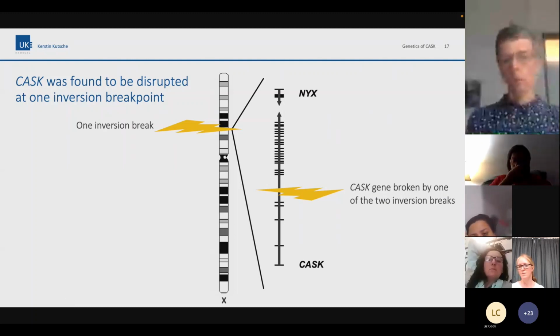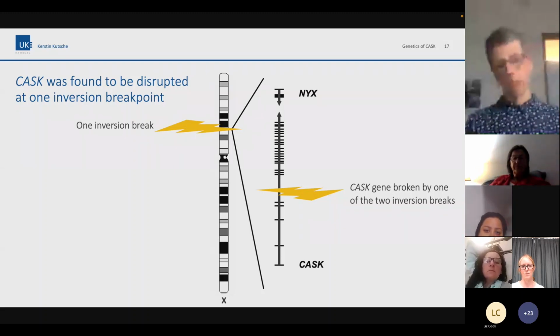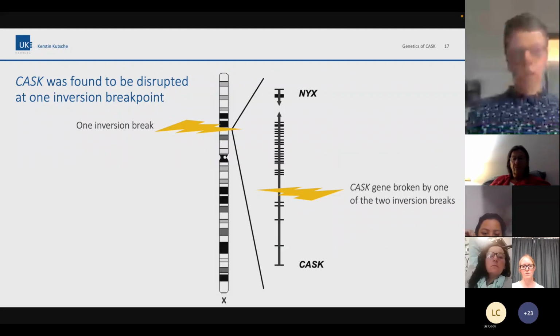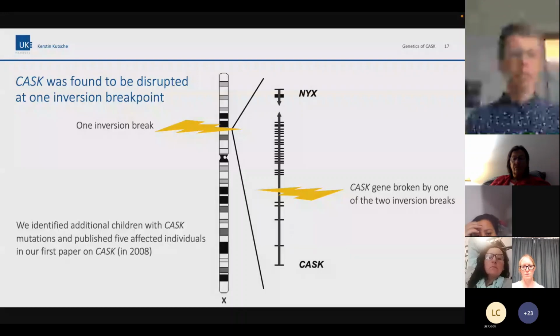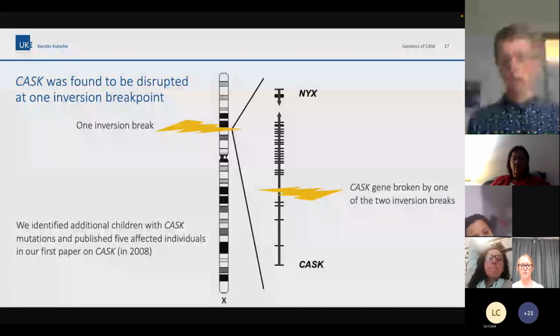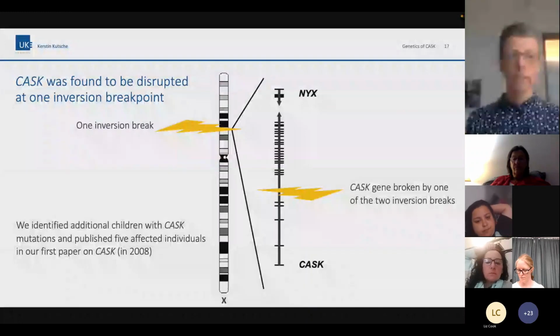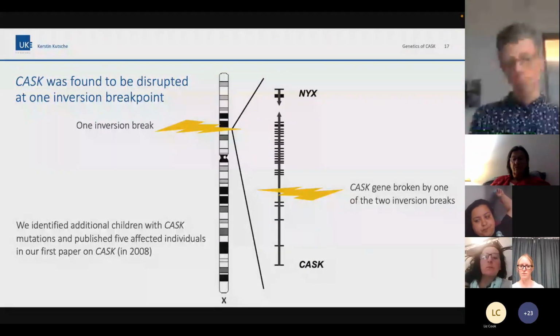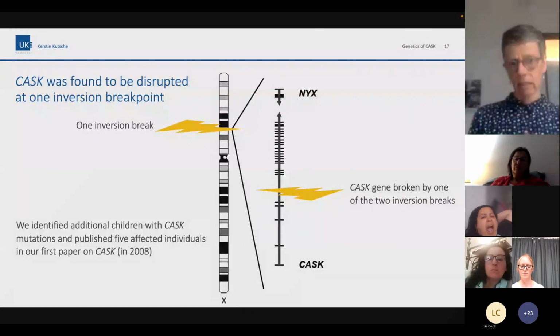But of course, if you have only a single patient, this is not enough. You need to show that there are additional patients in the world which also have a CASK mutation. And this is what we indeed identified by worldwide collaborations with other human geneticists. We identified additional children with CASK mutations, and we had 5. This was the initial publication in 2008. We had 5 affected individuals comprising 4 females and 1 male. And so by this publication, we could show that CASK is a disease gene.